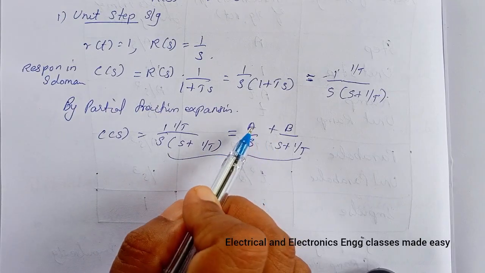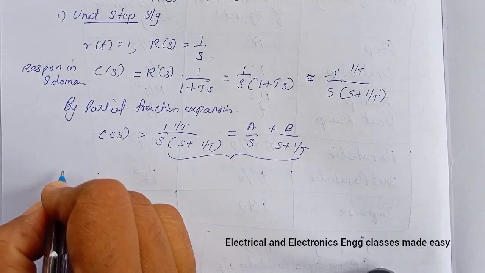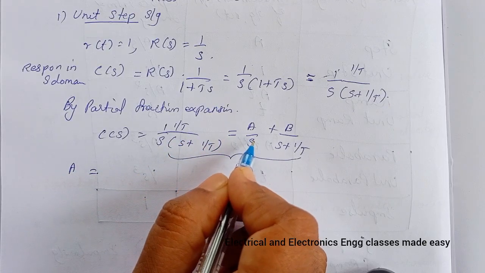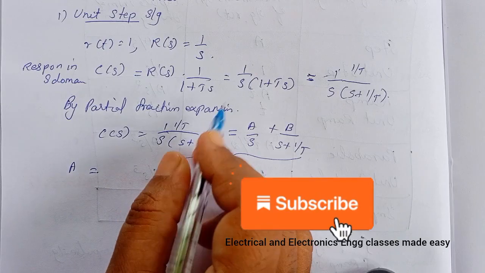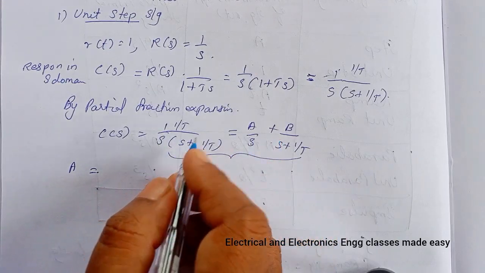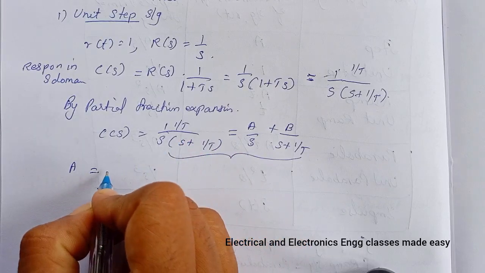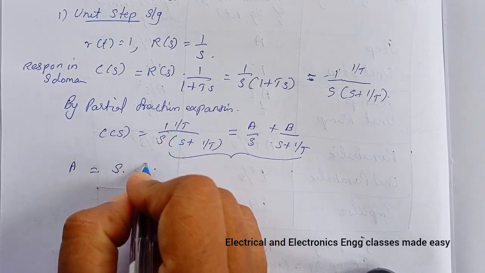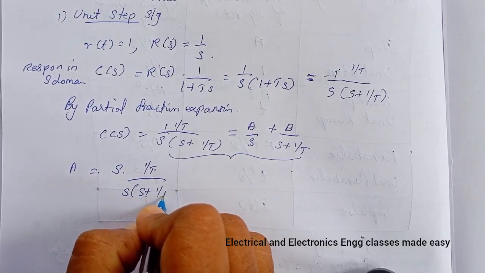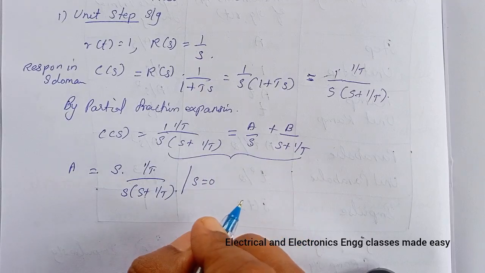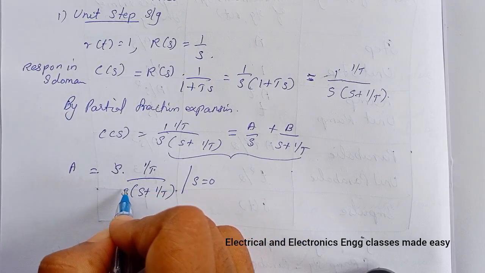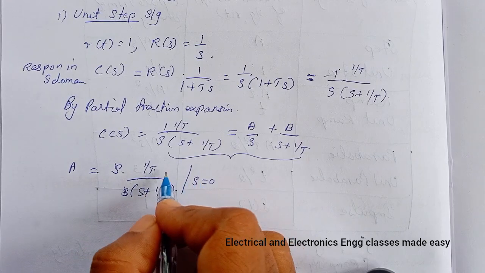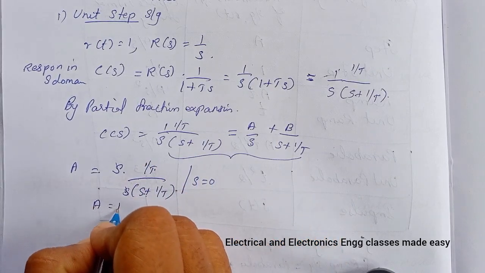Now we have to find the values of a and b and substitute here. So to find the value of a, by partial fraction expansion, s into LHS, that is 1 by t divided by s into s plus 1 by t at s equal to 0. So put the value of s equal to 0. Before that we can cancel these two. So at s equal to 0, the value of a is equal to 1.